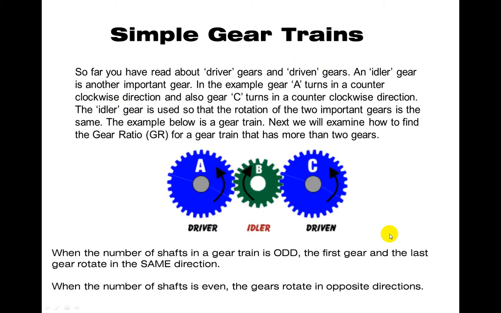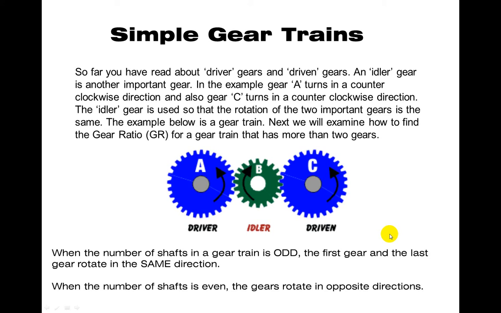Right, so far you have read about driver gears and driven gears. An idle gear is another important gear. In the example, gear A turns in a counterclockwise direction, and also gear C turns in a counterclockwise direction. The idle gear is used so the rotation of the two important gears is the same. The example below is a gear train.